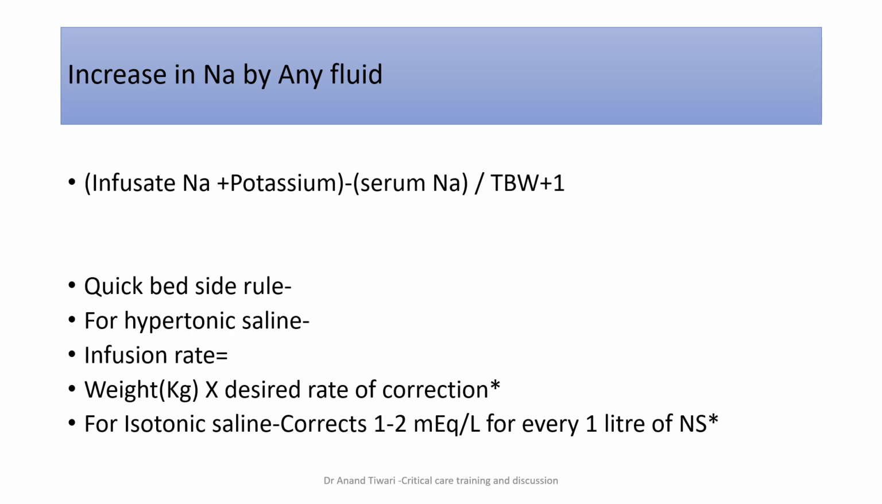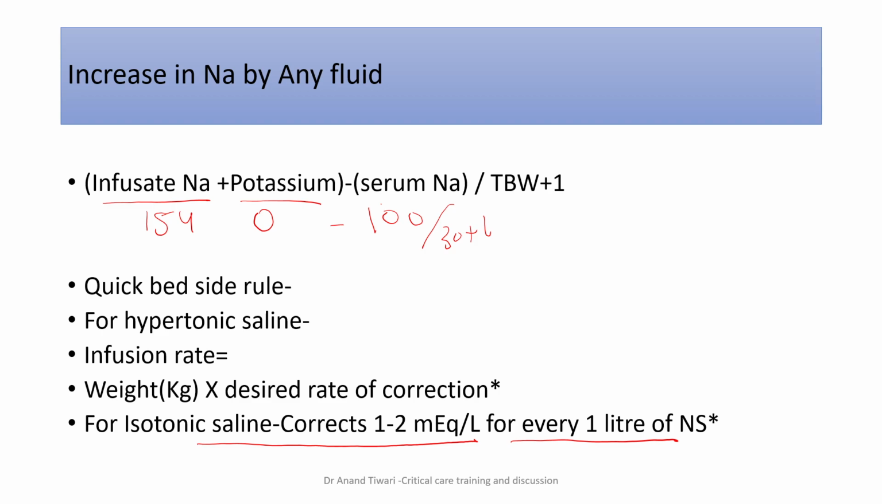Another formula finds out how any fluid increases sodium: infused sodium plus potassium. If you take isotonic saline, which is 154 milliequivalents of sodium infused, potassium is 0, and suppose your serum sodium is 100, and total body water is 0.6 into body weight, 30, plus 1, 31. So you can know that with 1 liter of infused sodium, your rise in sodium will be approximately 1 to 2 milliequivalents for 1 liter of normal saline. So for any infused sodium, you can calculate how much the sodium will rise.